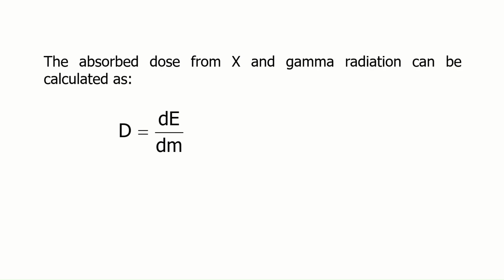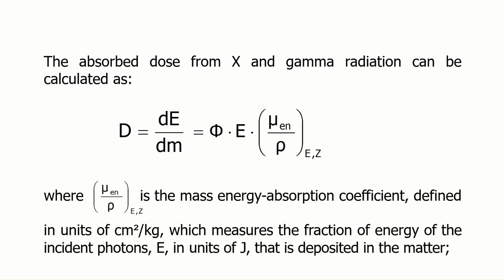The absorbed dose from X and gamma radiation can be calculated as, where the last variable is the mass energy absorption coefficient, defined in units of square centimeter per kilogram. This coefficient depends on energy and the medium, and represents the fraction of incident photon energy, E in joules, that is deposited in the matter.